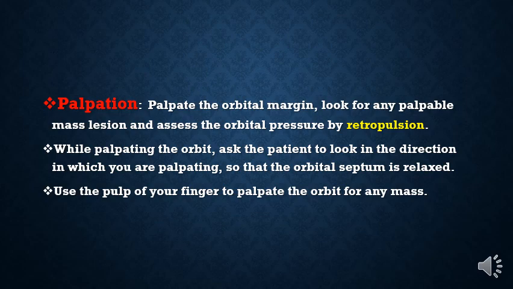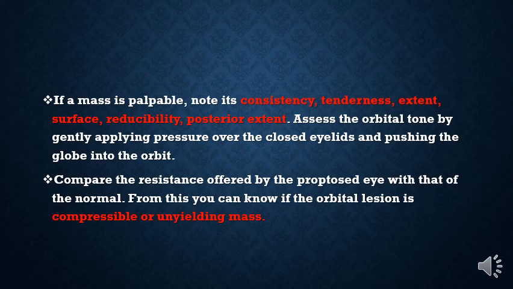While palpating the orbit, ask the patient to look in the direction in which you are palpating so that the orbital septum is relaxed. Use the pulp of a finger to palpate the orbit for any mass. If any mass is palpable, note its consistency, tenderness, extent, surface, reducibility, and its posterior extent also.